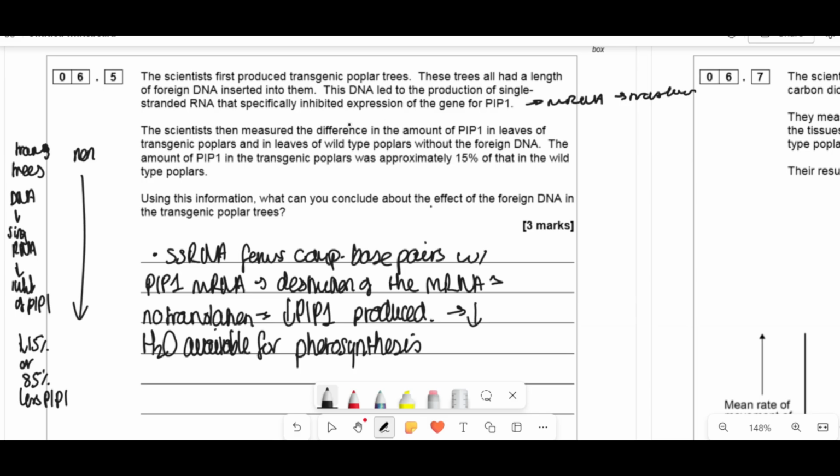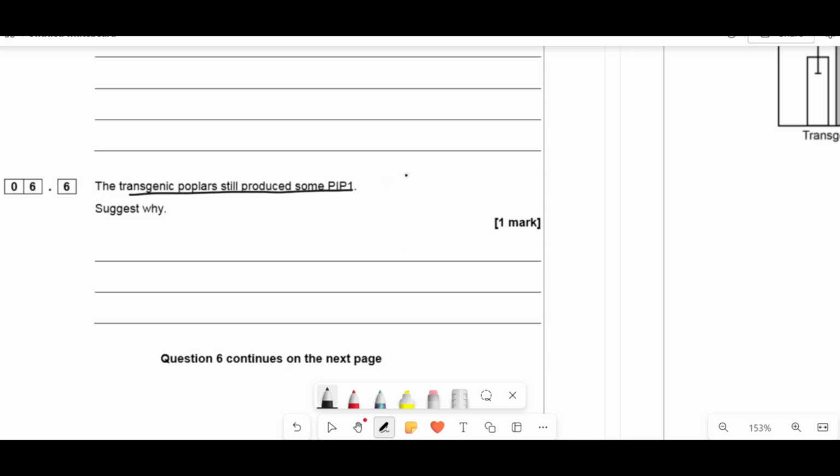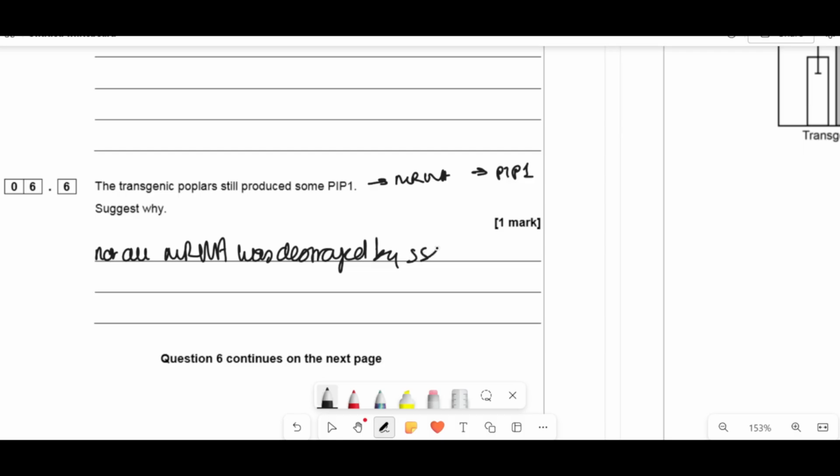And remember, this whole topic with gene tech and all of this is mucking about with transcription and translation. You don't express a gene unless you transcribe and translate it. So the transgenic poplars still produce some PIP1, suggest why. So again, if you're producing PIP1, it means you must have transcribed it into mRNA and you must have translated it into this PIP1. So clearly, if they're still producing some of this, there's still some mRNA, so there's still some PIP1. So the only reason this could be the case is that not all mRNA was destroyed by the single-stranded RNA binding to it. That's the only reason that would make sense.